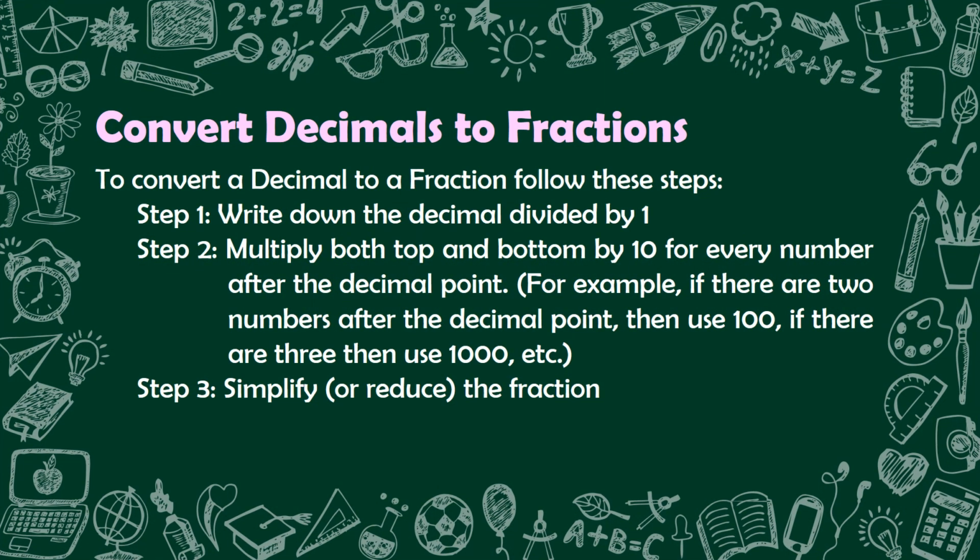Convert decimals to fractions. To convert a decimal to a fraction, follow these steps. Step 1. Write down the decimal divided by 1. Step 2. Multiply both top and bottom by 10 for every number after the decimal point. For example, if there are 2 numbers after the decimal point, then use 100. If there are 3, then use 1000. Step 3. Simplify or reduce the fraction.